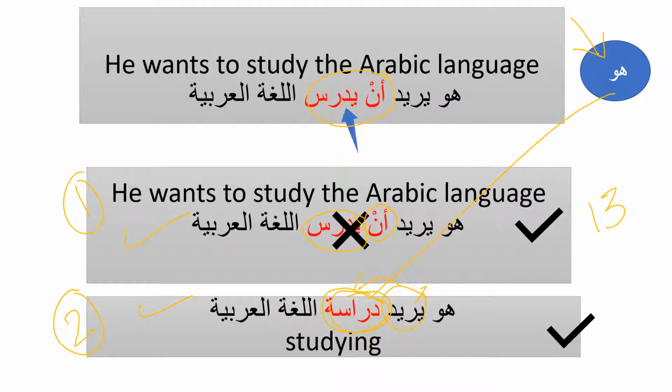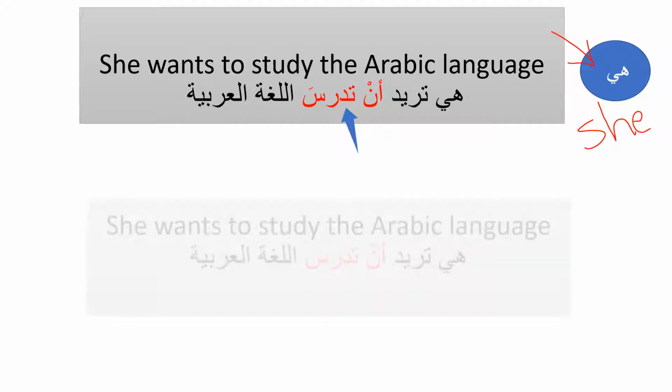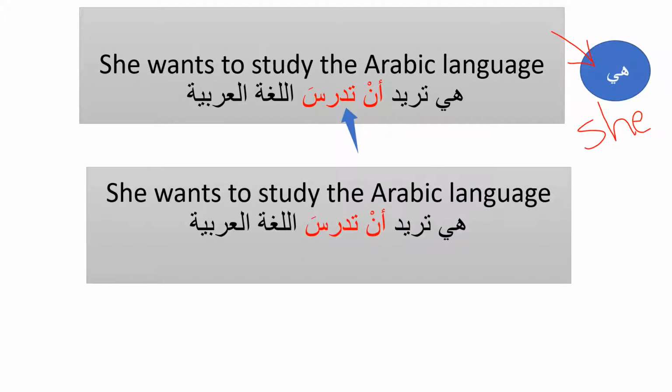Let's change the pronoun. Let's do هي. She. هي تريد أن تدرس اللغة العربية. Here's the verb. We have أن here and we have the present tense. So we have to conjugate this present tense for she. هي تدرس. هي تريد أن تدرس. She wants to study the Arabic language.